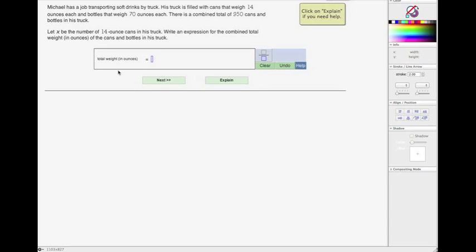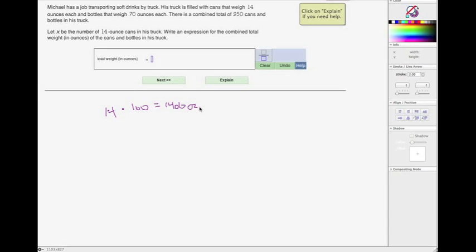All right, so this tells us exactly what the variable is going to be. It's the number of 14-ounce cans. The 14-ounce cans weigh 14 ounces, obviously. Let's say he had 100 14-ounce cans. How much would that weigh altogether? If he had 100, it would weigh 14 ounces times 100 cans, or 1,400 ounces.